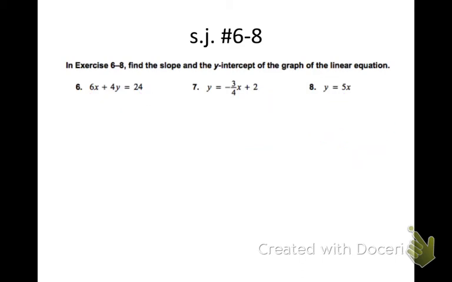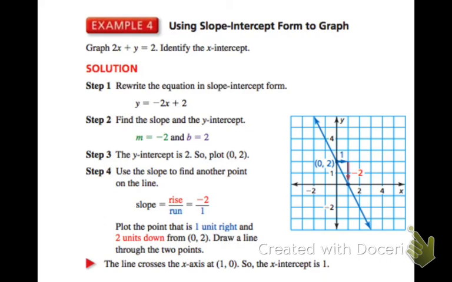Moving right along. Now we are going to use the slope-intercept to graph. So if we have 2x plus y equals 2, and then we want to identify the graph. So first we write the equation in slope-intercept form. Identify or find the slope and the y-intercept. Since the y-intercept is 2, that's where it's crossing the y-axis. That is the point 0, 2. You can graph that. And then use your rise and run. So from that point, go down 2 and to the right 1. All right.